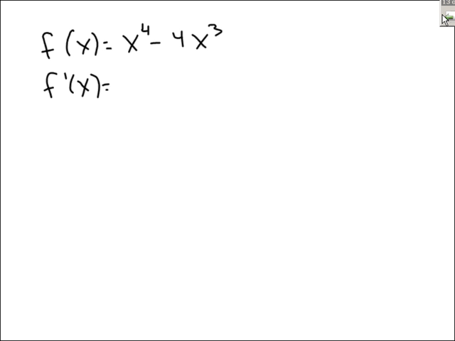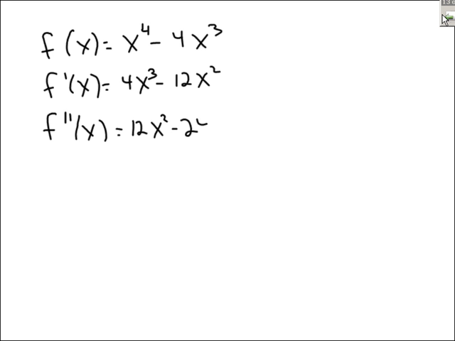F prime of x is 4x cubed minus 12x squared. I want to find the second derivative: 12x squared minus 24x. Now we want to factor this completely. Factor out 12x, x minus 2. Okay. Now this equals 0.